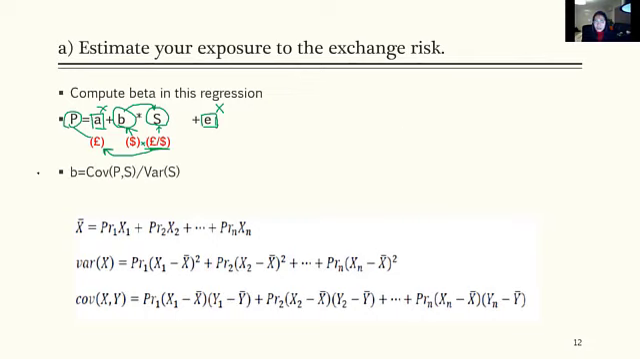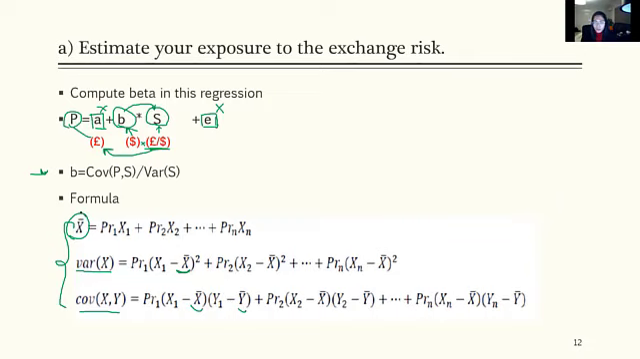To compute beta, you need to follow this equation here. Beta is defined as the covariance between P and S divided by the variance of S. To compute the covariance and the variance, you will need these three formulas. Obviously you need the formula for variance and covariance, and you need one more formula to compute the average value, which is this term here in your formula.